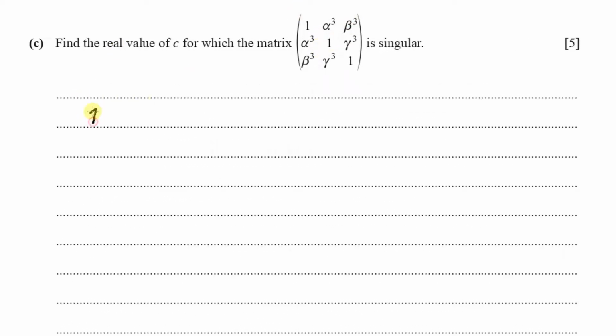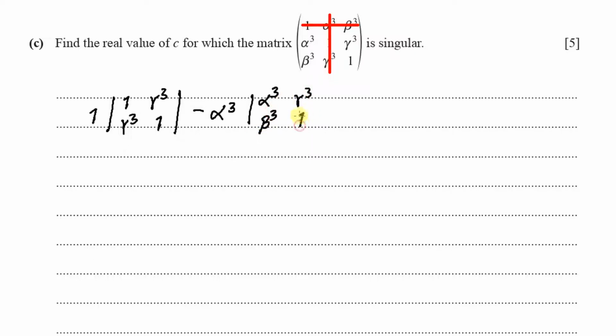So here I'll take 1 and I'll close the row and column. So I'll be having 1, gamma cubed here, and 1. Then I'll take minus of alpha cubed and close row and column. So I'll be left with alpha cubed, gamma cubed, beta cubed, and 1. And then lastly, I'll take beta cubed, and that I'll close row and column. So I'll be having alpha cubed, 1, beta cubed, and gamma cubed.